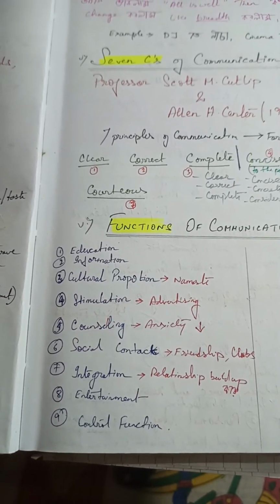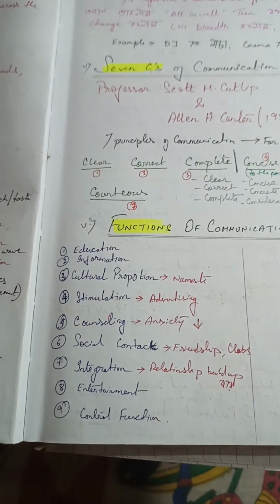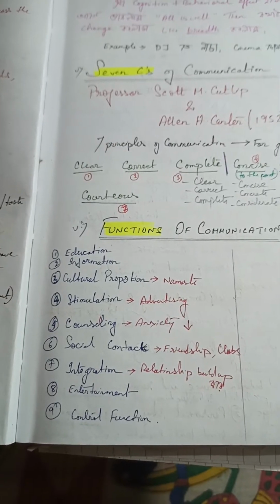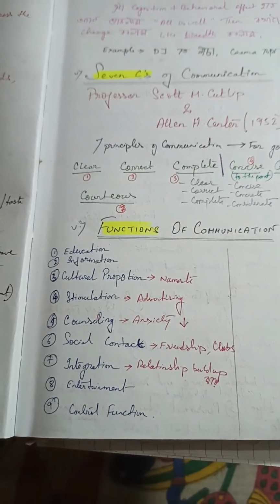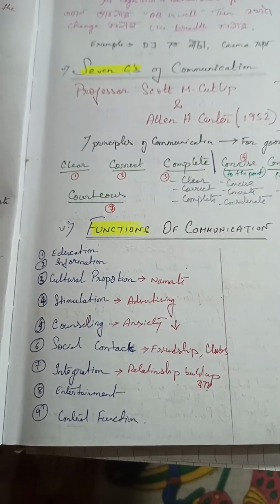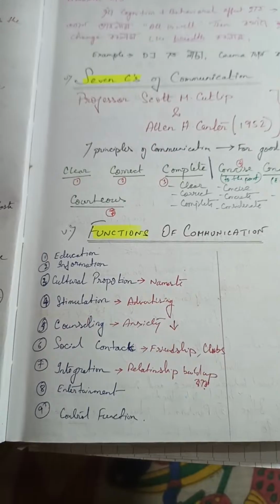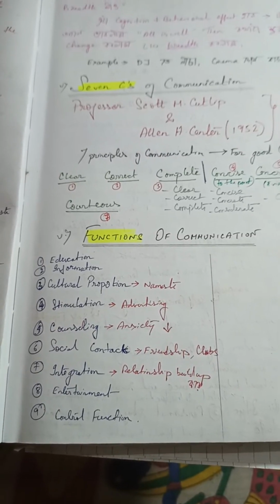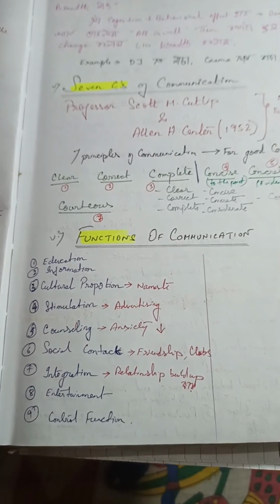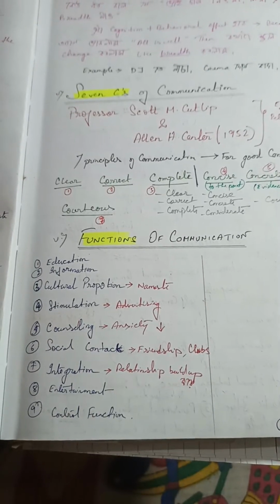the stimulation part being done by the advertisers, and to counsel. By doing counseling, we reduce another person's anxiety. We use communication for social contact as well, to build friendship, clubs and all. Integration means relationship build up. We use communication to build up a relationship.